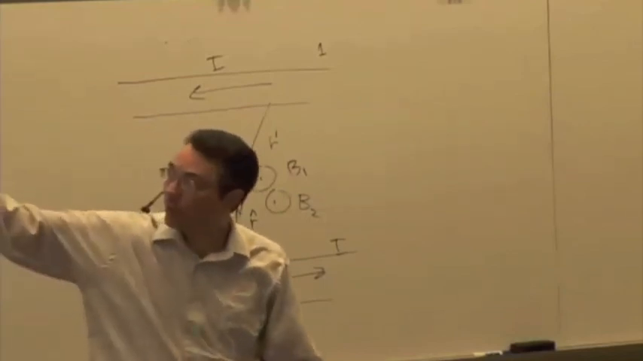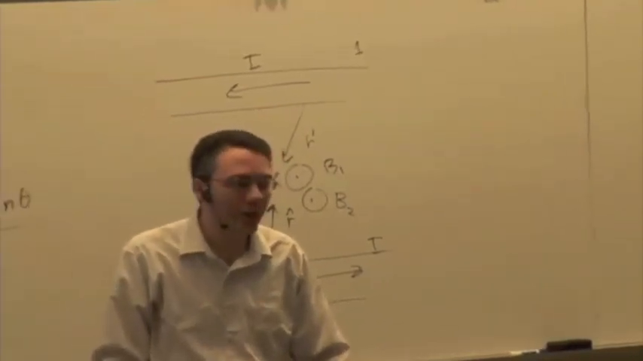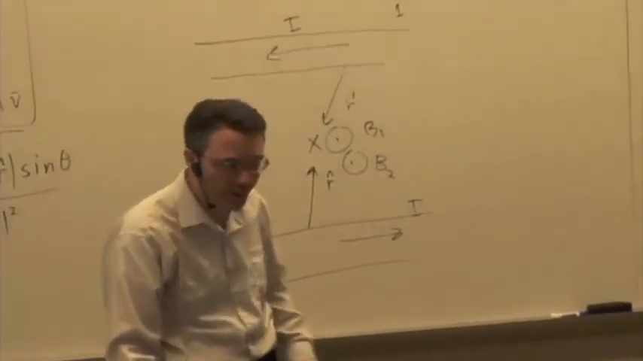If one of those was flipped, what would be the answer? 0, right? If they were both in the same direction, currents in the same direction, they would be 0.